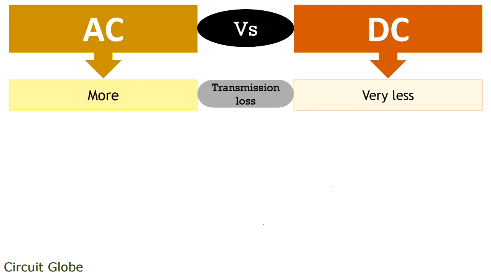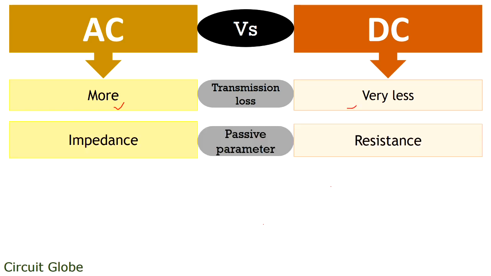Friends, further when we classify the two on the basis of transmission losses involved, then it is said that AC can be transmitted to long distance, where some transmission losses are involved, while DC can be transmitted to even longer distances with negligible amount of transmission losses. And due to this reason, it is said that transmission losses are more in case of AC than in DC. Further, when we talk about passive parameter, then in case of AC, impedance acts as passive parameter, which is a combination of resistance and reactance. But in case of DC circuits, resistance acts as the passive parameter.